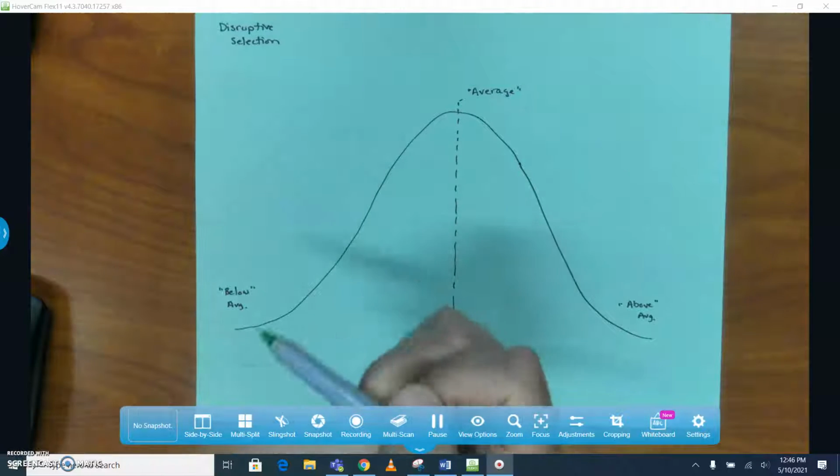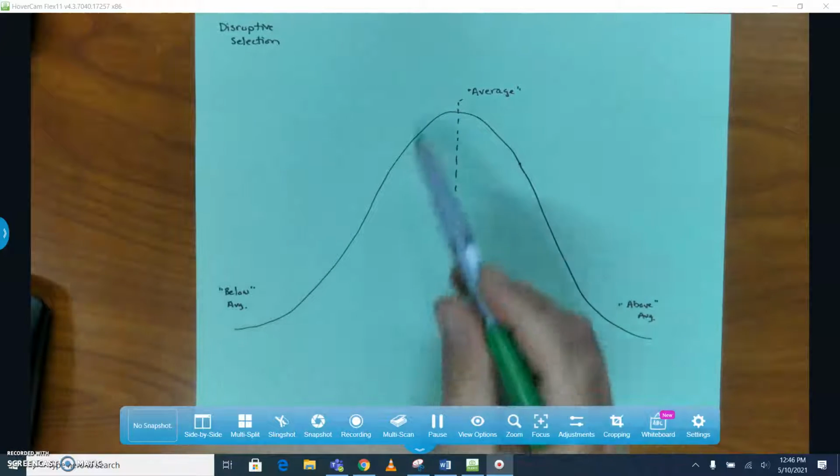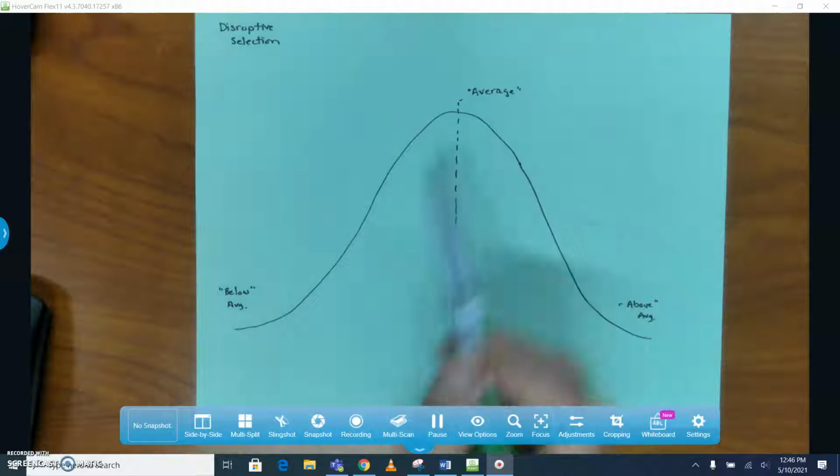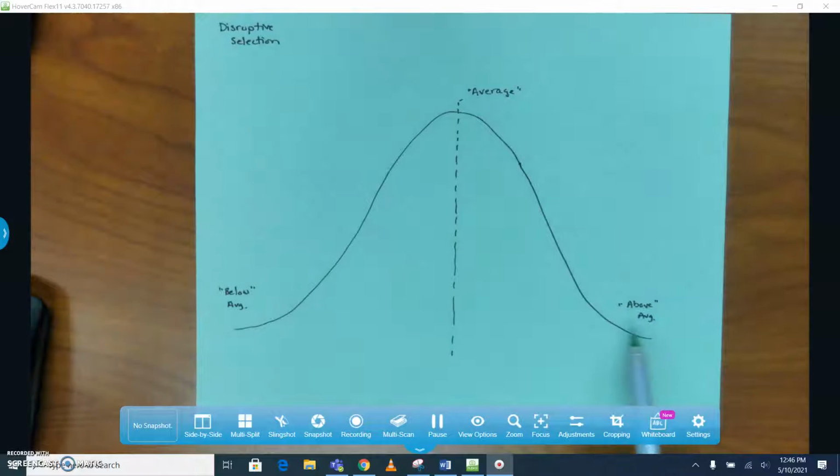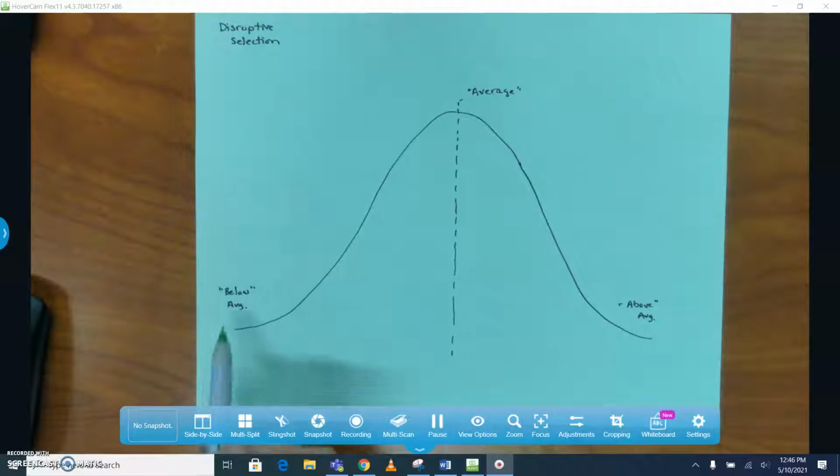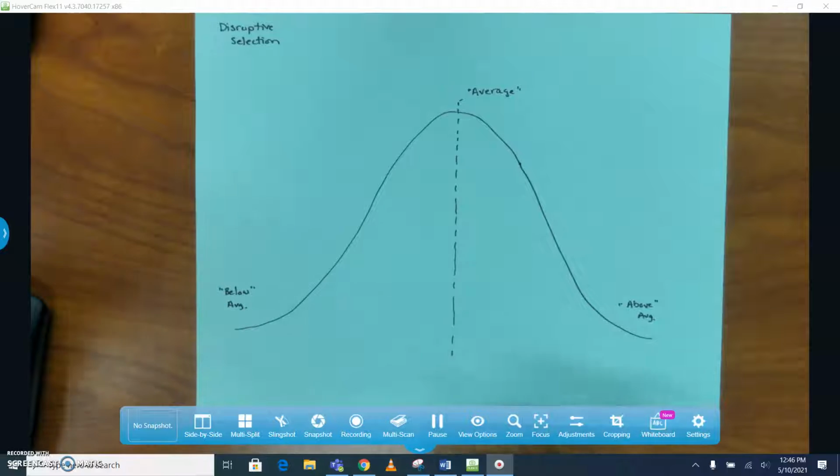We're going to be looking at disruptive selection at this point. Again, we have our bell curve, our average individuals, below and above average, and I have all these terms in quotation marks because technically we're not always using numbers, so I'm using the terms below and above kind of loosely here.